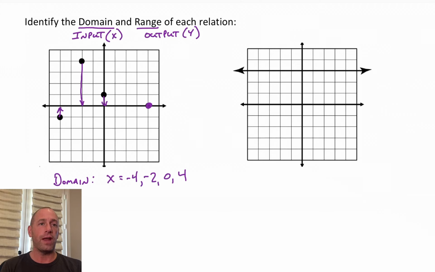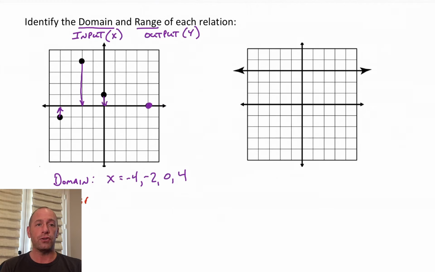If you were to choose any other x value, like x equals 2 for instance, it doesn't matter if you went all the way up or all the way down, there's no resulting output. Since there's no output, it's not a valid input, so we don't include it in our domain.